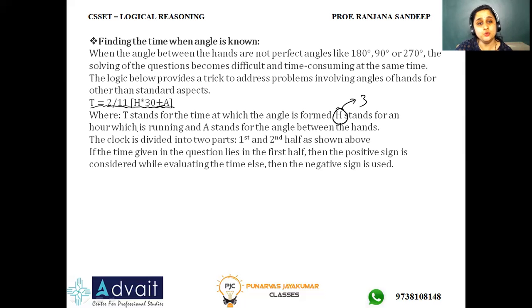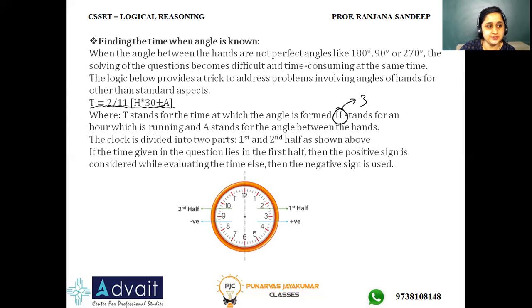Now the question is when to use plus and when to use minus. So they have given that the clock is divided into two parts, first and second half, as shown below. See here. So when you bisect the clock vertically, it will be divided into two equal halves. So this is the first half and this is the second half. Since you know the value of h, you can decide which half the time belongs to.